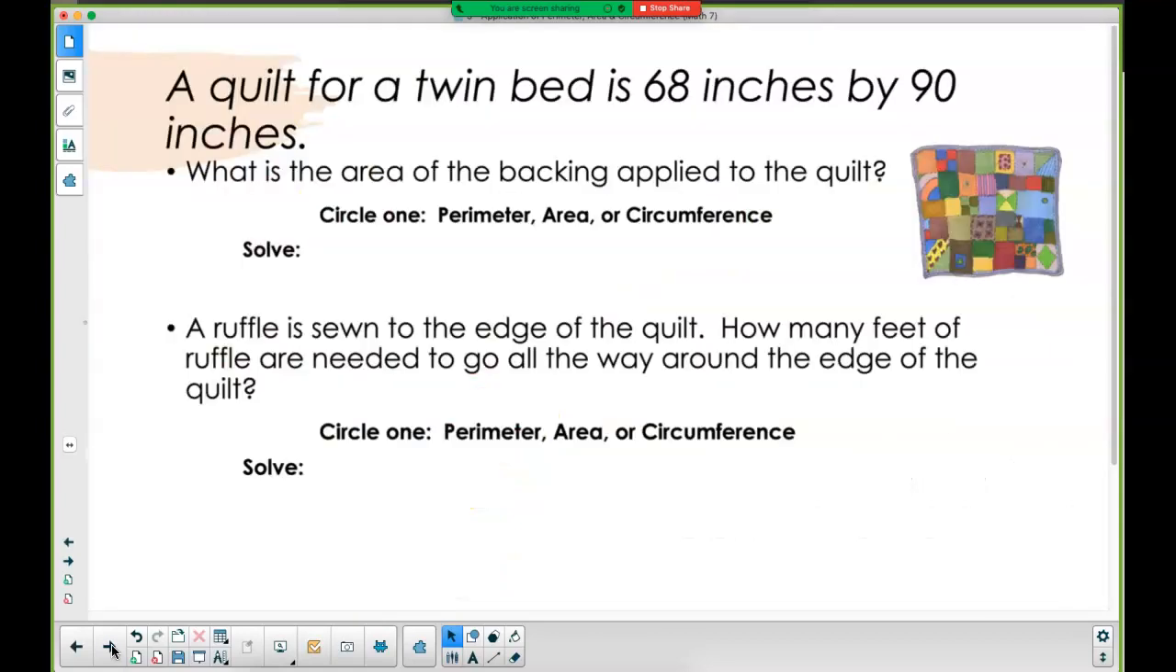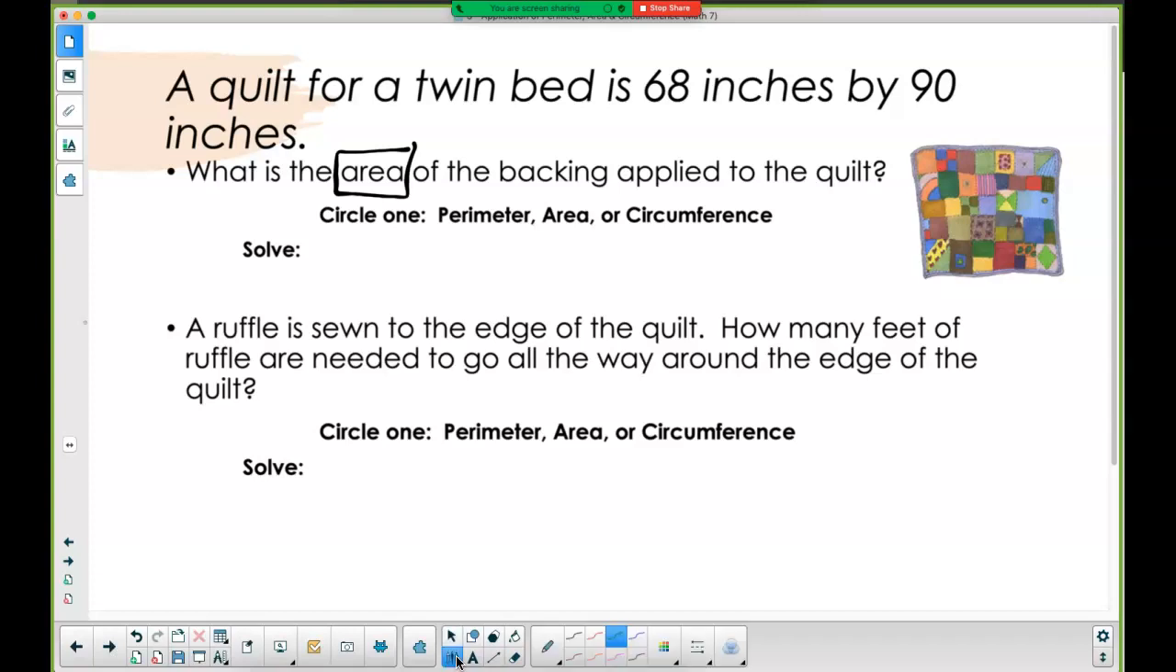So let's just dive right into it. Okay, the first slide says, a quilt for a twin bed is 68 inches by 90 inches. What's the area of the backing applied to the quilt? Right, so on your homework tonight, I'm going to have you figure out: are you trying to find perimeter, area, or circumference? Well, with this problem, what are we trying to do? Area, because it does specifically say, what is the area? Well, that makes it easy when it puts it just like that, okay?